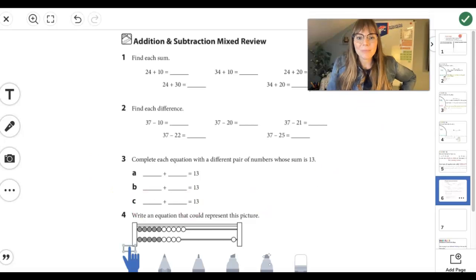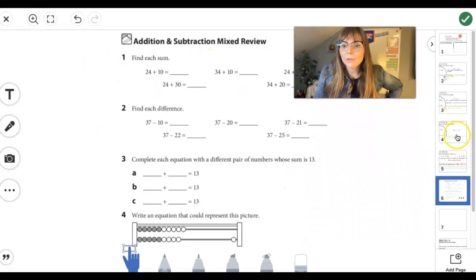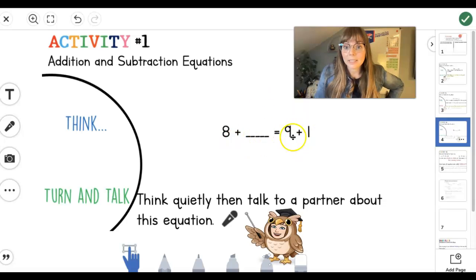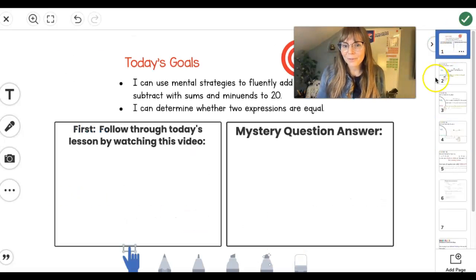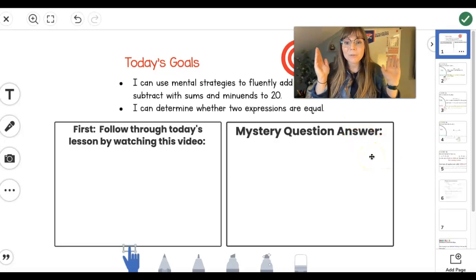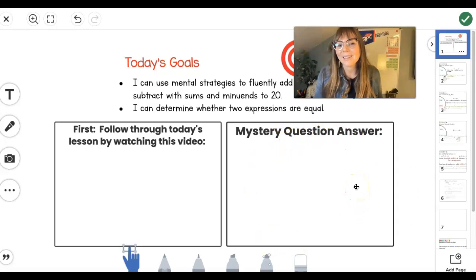You're going to do some practice on addition and subtraction mixed review today. So work on this, and I would like you to go back and fill in the blanks for each of the equations and make the recordings that explain how you know. On the first page, your mystery question is, what was the most fun thing you did over fall break? Please let me know. You can write or record your answer.